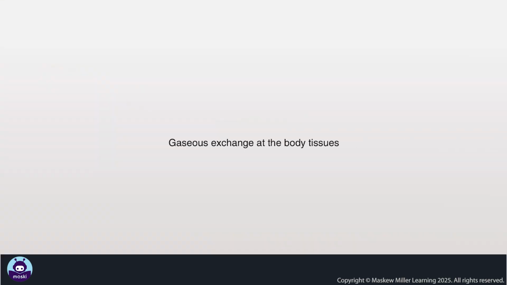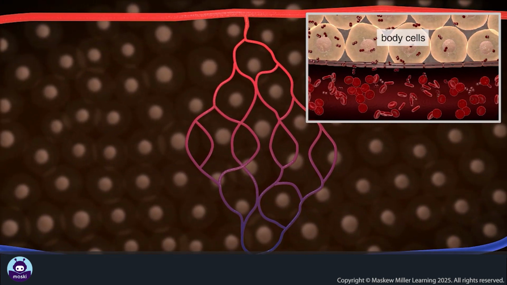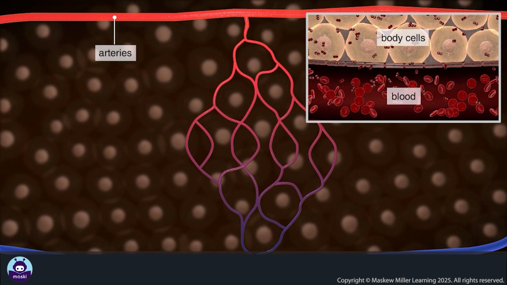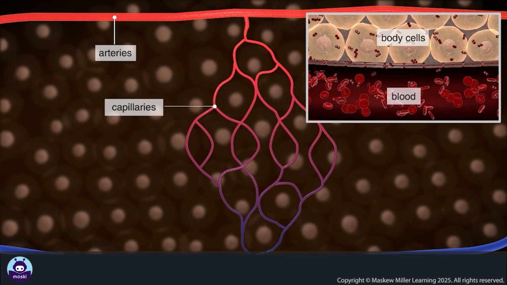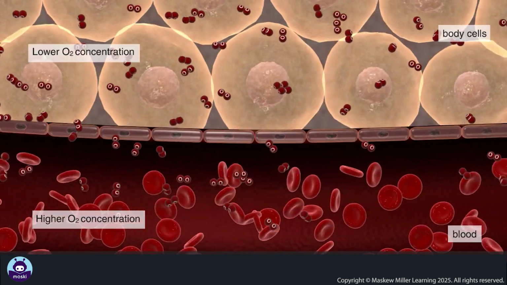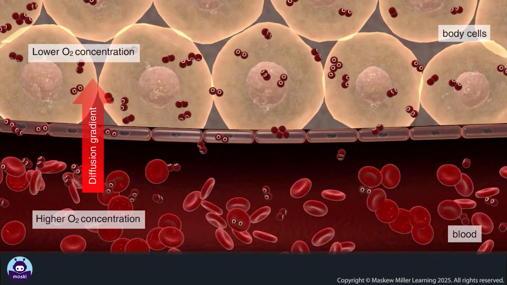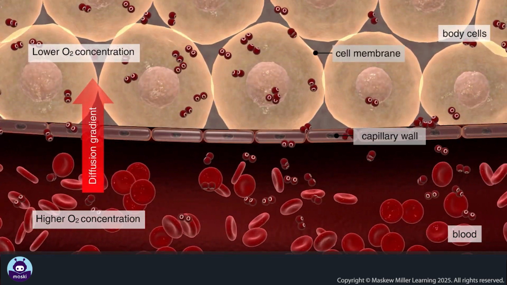Gaseous exchange at the body tissues. Gaseous exchange also takes place between the body cells and the blood. The arteries containing oxygenated blood, on reaching an organ, branch into smaller vessels called capillaries. As the concentration of oxygen is higher inside the capillaries, oxygen diffuses along the gradient through the capillary wall and the cell membrane into the body cell.